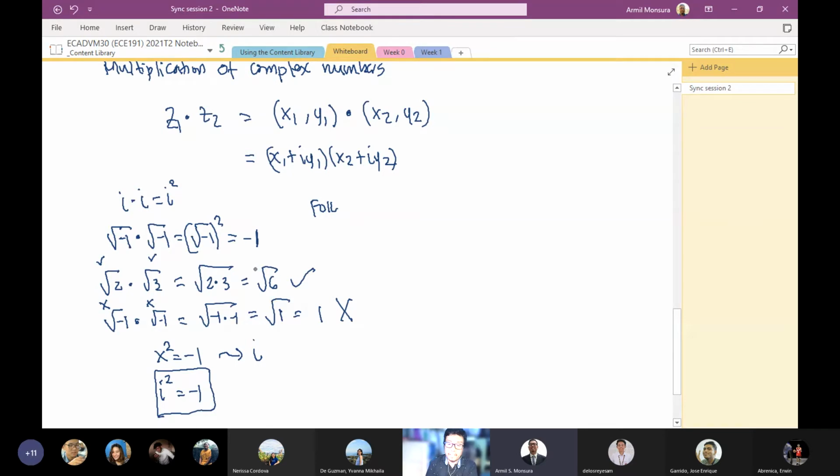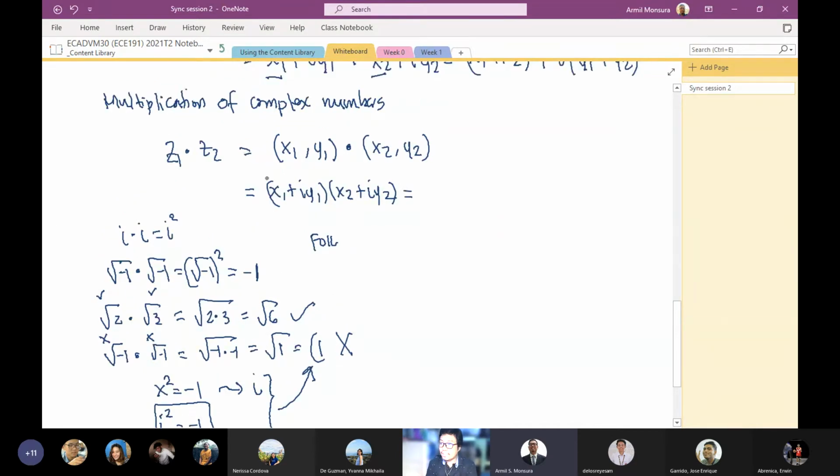Sige. Pag ito yung pinagbasihan nyo, mali na kagad kayo. Yung ginamit na motivation is not consistent with this answer. So therefore, mali talaga to. This is very wrong. So we conclude that i squared equals -1. Remember that.